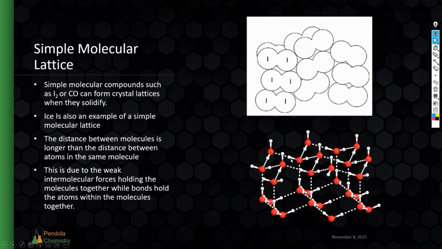The whole idea of a simple molecular lattice is that they are held together by intermolecular forces and not bonds. Bonds are really hard to break. They hold the atoms in the molecule together, the oxygen to the hydrogen, but intermolecular forces are very weak when it comes to separating the molecules from each other. So a simple molecular lattice actually has very low melting and boiling points, because what we're separating when we melt or boil them is the intermolecular forces, not the bonds that hold the molecule itself together.